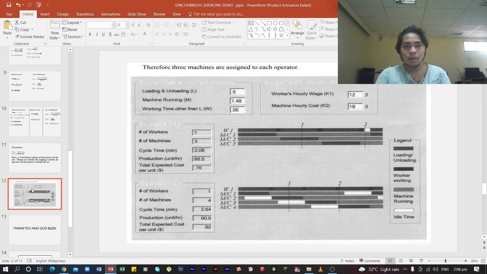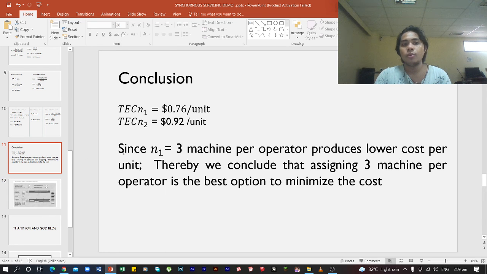So here's our tabular for synchronous servicing. So as we can see here. And that's all for today. I hope you understand and can follow how to solve for synchronous servicing.